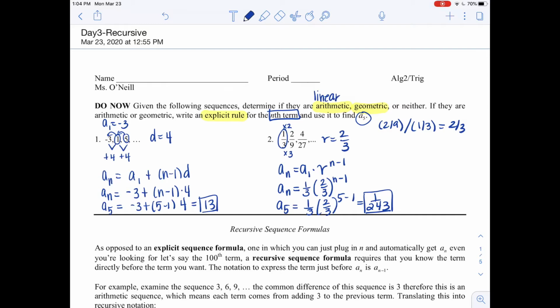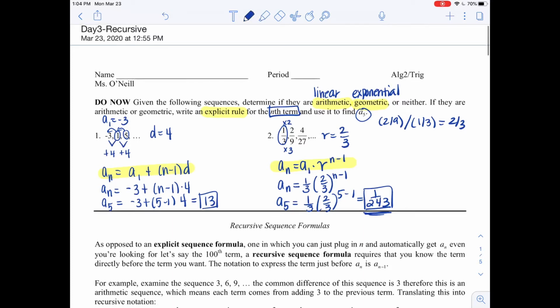Just to recall, arithmetic sequences are basically linear functions, except for the fact that you only are plugging in positive whole numbers in the domain. And geometric sequences are like exponential functions. That's the reason why you see these values get really small really fast or really big really fast. So again, in both these cases, these are what we would refer to as explicit formulas.